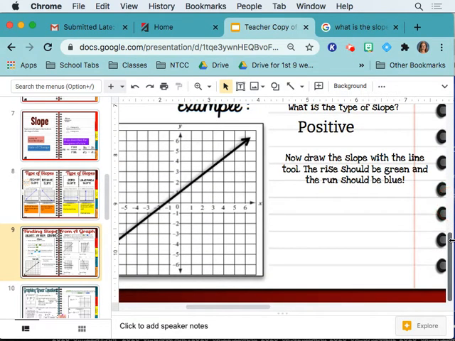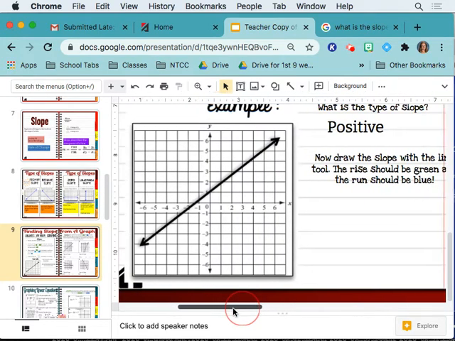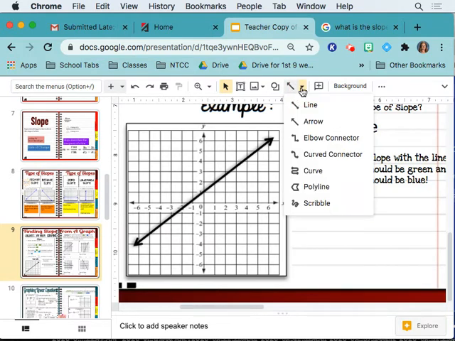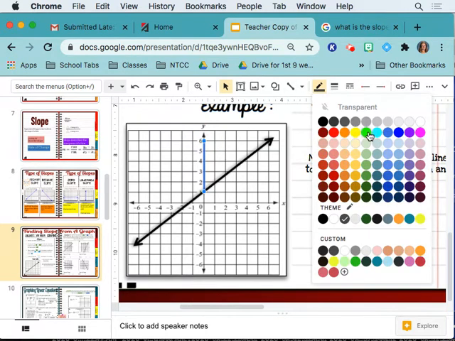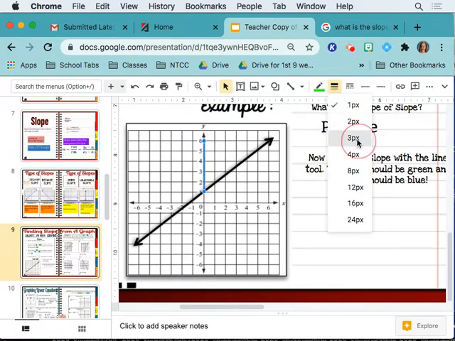Now draw the slope with the line tool. The rise should be green and the run should be blue. So we need to use our lattice point. So grab us a line, and we're going to make this line for rise. It's going to be green. So we are going to start at this point because this is a lattice point. You'll see where my cursor is. It's at 0, 1. How much does it need to go up to get to the next point? 6. Okay, we're going to change this to green and also darken it up.